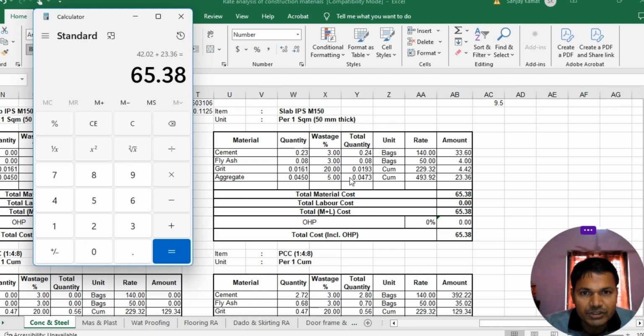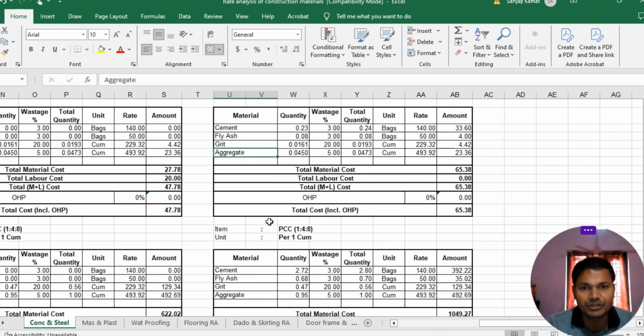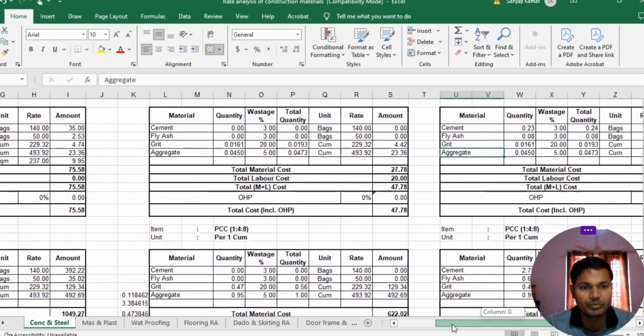And this time we are not using labor, so the labor cost will be 0. And because the material quantity is very small, you can carry the materials yourself rather than paying for transport. You can bring all these materials home by yourself, so don't include transport. So this will be 65.38. Okay, so that was slab 3.